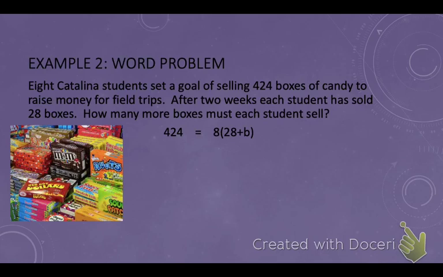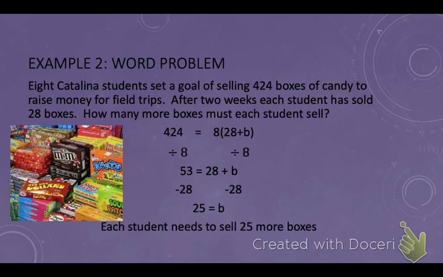Now, there's 2 different ways I can solve this. I can actually distribute the 8 and then have some huge numbers. Or I can just divide each side by 8, because I know 424 divided by 8 is 53. Just makes the math easier. I'm going to subtract 28 from each side. So I know b equals 25. So each student needs to sell 25 more boxes.